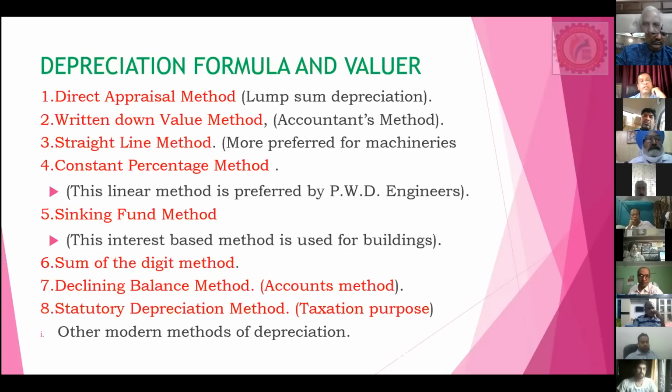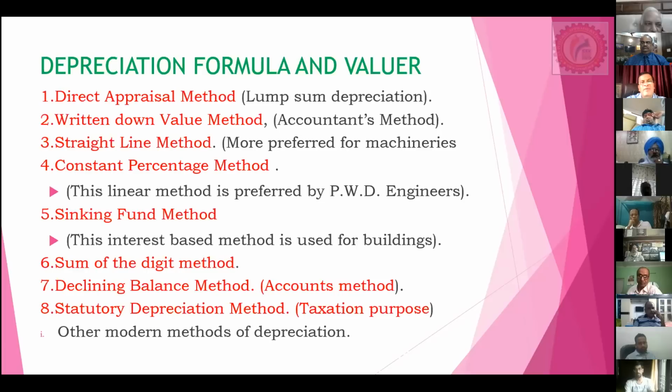Before going for that, these are the formulas which we generally use in our daily valuation work. Am I right? Most of us, 99% of us, are using these formulas. Just see this. One is the direct appraisal method. Direct appraisal method means a lump sum depreciation. That is also possible. Say if the value of the building is around 50 lakhs, you can directly make a depreciation of 5 lakh rupees, so 45 lakhs will be the value of that building. That we call direct.